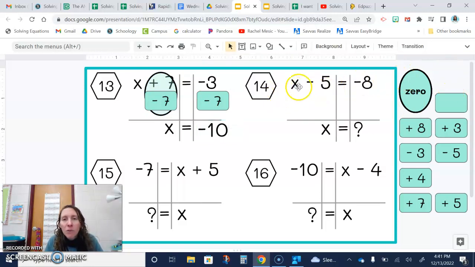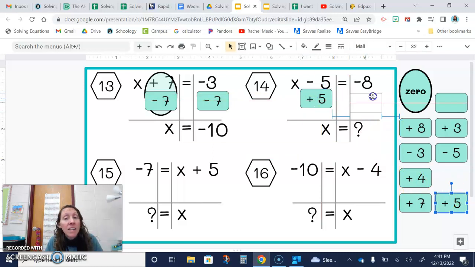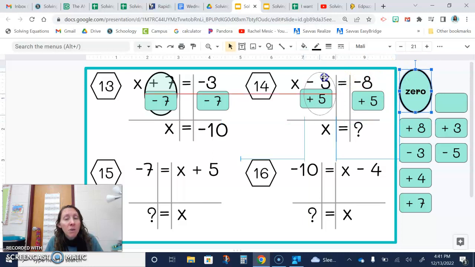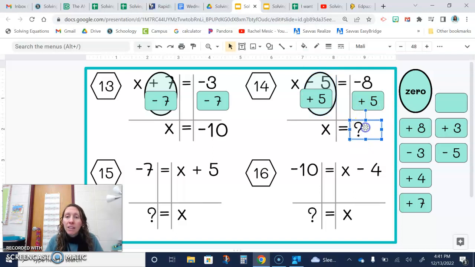All right, number 14 here. We have X minus 5. To get rid of that 5 that is with the X, I'm going to add 5 to both sides. Negative 5 plus 5 is 0. That leaves us with just X. And negative 8 plus 5. If I'm on a number line at negative 8, and I go 5 to the right, I would end up at negative 3.